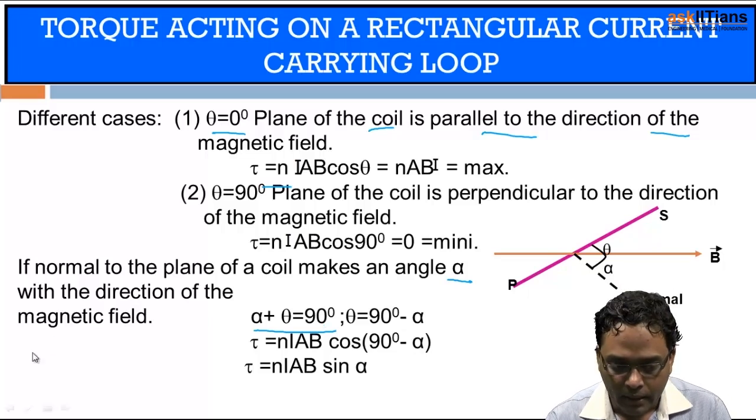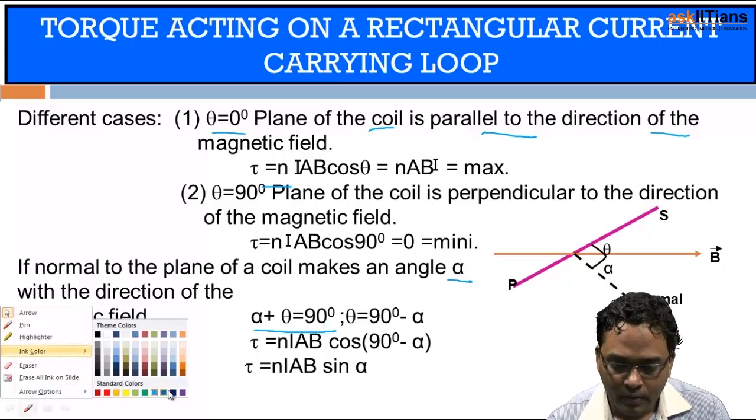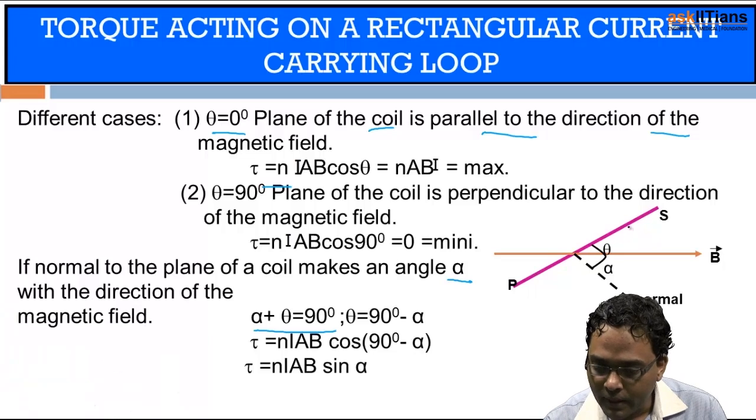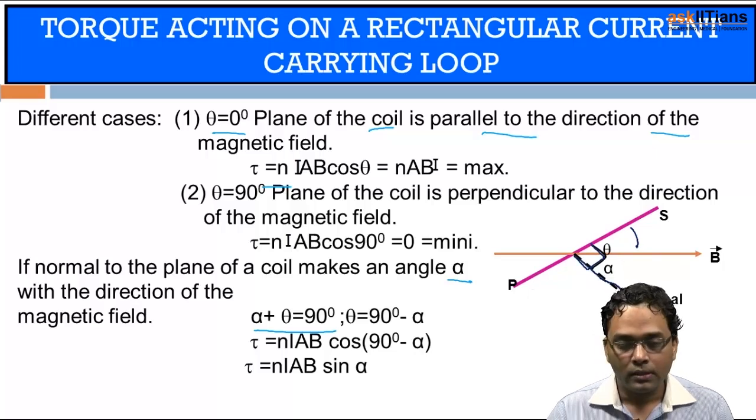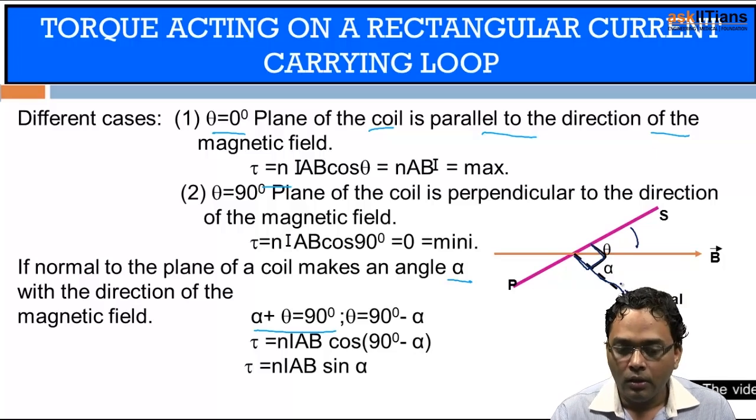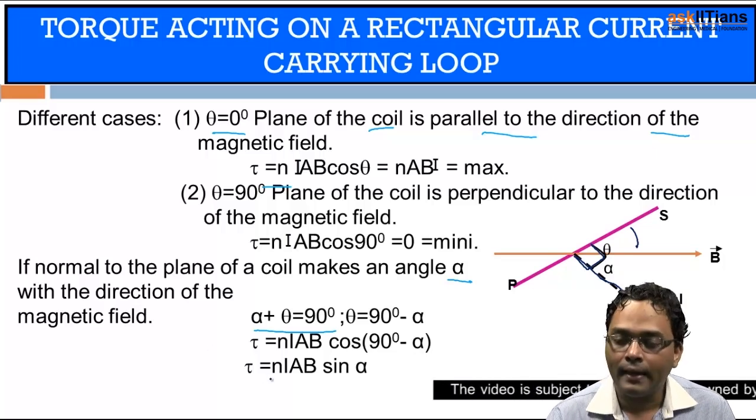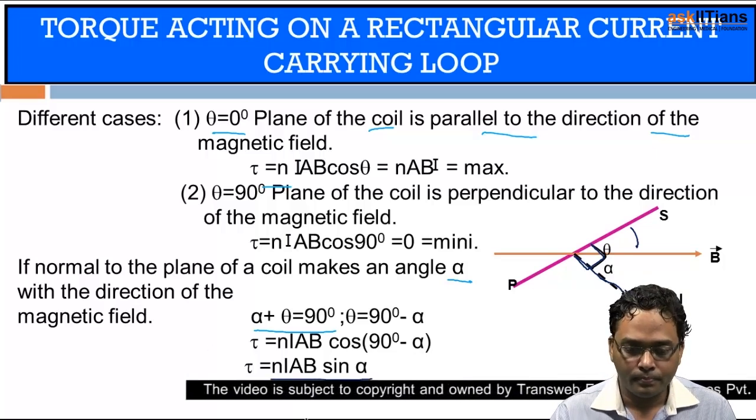So let me explain what I mean by this. Here this is with respect to the horizontal, and the normal to this is making an angle such that this is equal to 90 degrees. Now if you want to find the net torque with respect to this particular normal, because it is going to be moving with respect to the normal, the torque is going to be given by NIAB sin alpha.